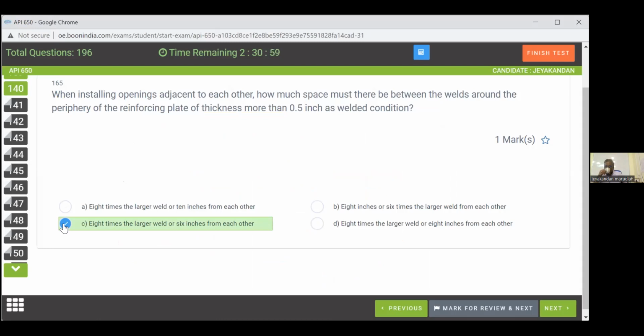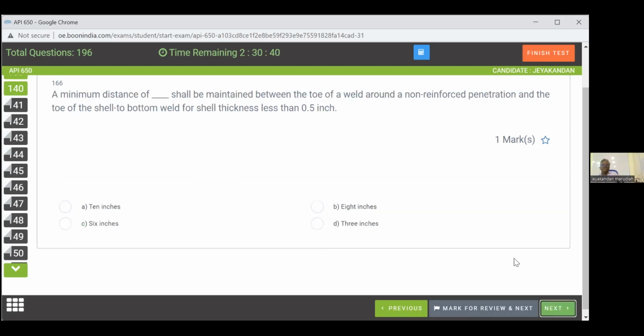Ram, are you getting it? Yes, sir. I could understand this one, sir. Maybe I didn't read the question properly. Okay. No problem. I could understand that it says reinforcement as welded. Periphery means around the reinforcement fillet weld. That is the meaning of periphery. Okay, sir. Okay. Next. So next also the same question only.